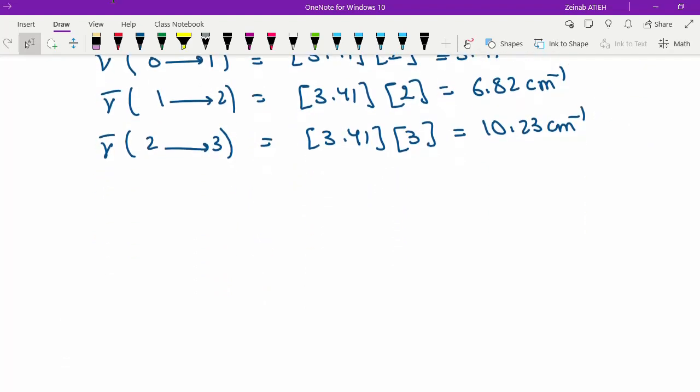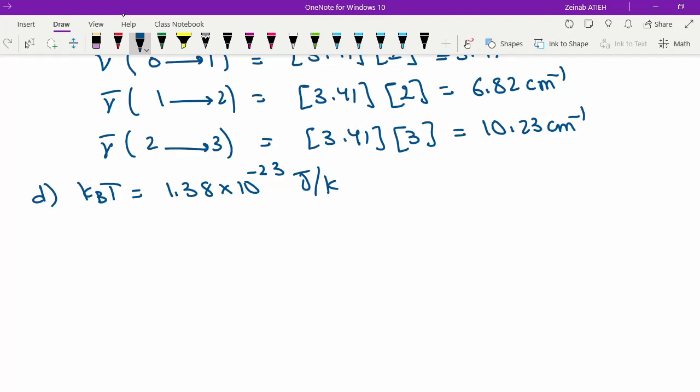So now we're in part D. kBT is equal to 1.38 times 10 to the power minus 23 joule per Kelvin. I have to substitute T in Kelvin. At ambient temperature at 25 degrees Celsius, it's 298 Kelvin. It's equal to 4.11 times 10 to the power minus 21 joule.